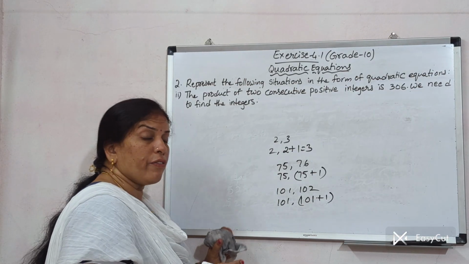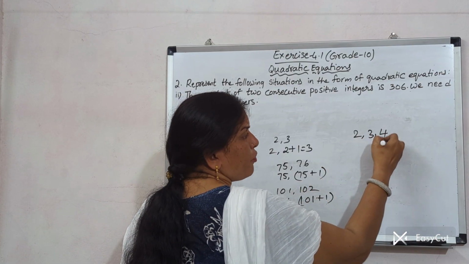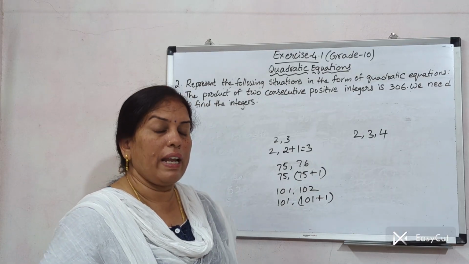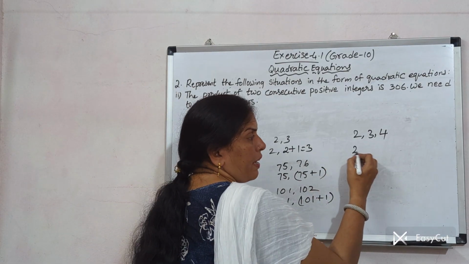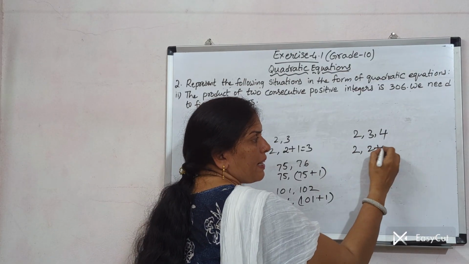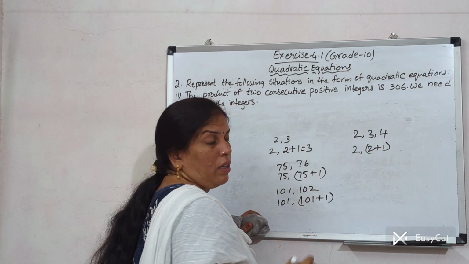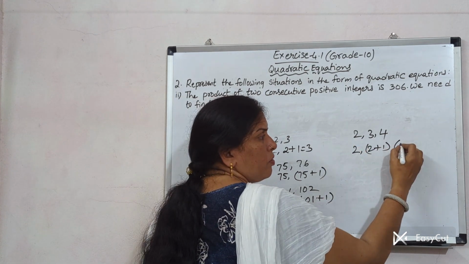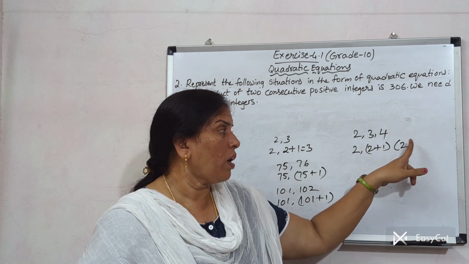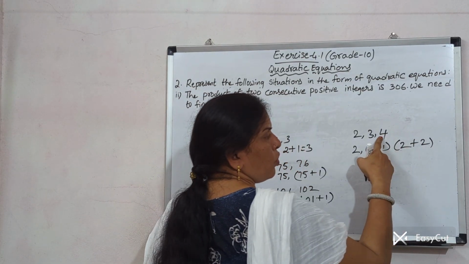Okay. If there are 3 consecutive integers, 2, 3, 4. 3 integers they asked, that's why I took 3 integers. An example, 2 I am taking. First number is 2. If I add 1 to 2, we will get the next number. 2 plus 1 is 3. Now for the same 2, I am adding 2. Here we added 1 now. What must we add next? 2. 2 plus 2 is equal to 4.